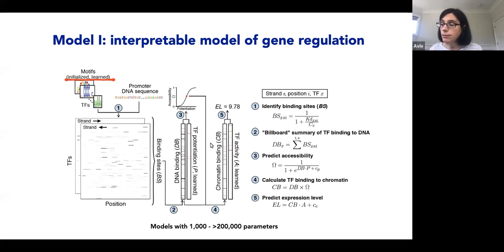We have motifs that can be either initialized with known motifs or learned de novo. We have transcription factor binding, which is summed up by what is called the billboard model. And also a transcription factor's ability to actually bind and activate expression is also impacted by accessibility to bind chromatin. And then finally, this can be potentiated by binding of other transcription factors. Putting in all these biological details ends up in a model with between 1,000 to over 200,000 parameters, depending on whether we initialize the motifs or learn them de novo. And we can fit this because we still have far more data than that.